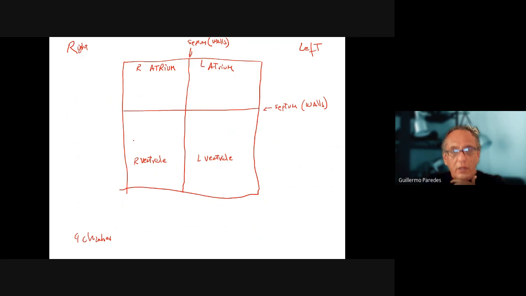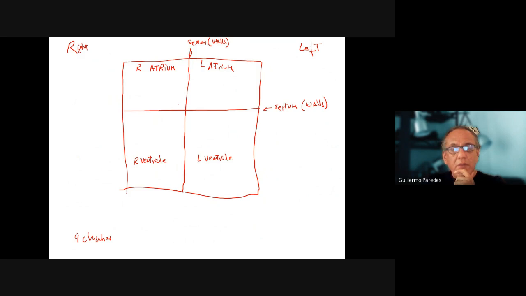So we have the atrium. All right, so I draw the atrium smaller than the ventricles. Yes, because the atriums are slightly smaller than the ventricles, right? Okay. So now, here we are going to have different vessels.